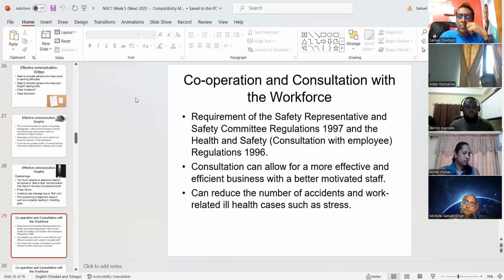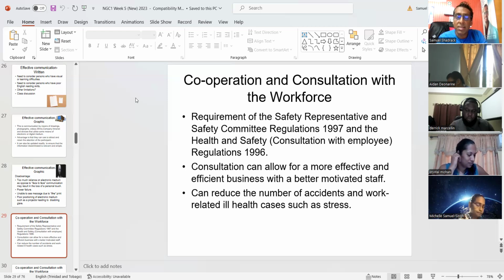So we have here cooperation and consultation, same thing in your textbook. You could watch your book, you see the same thing. Watch page 11, you see the same two laws. It's a requirement for the employer to consult with the workforce. We have a requirement of the Safety Representatives and Safety Committees Regulations 1997 and the Health and Safety (Consultation with Employees) Regulations 1996.